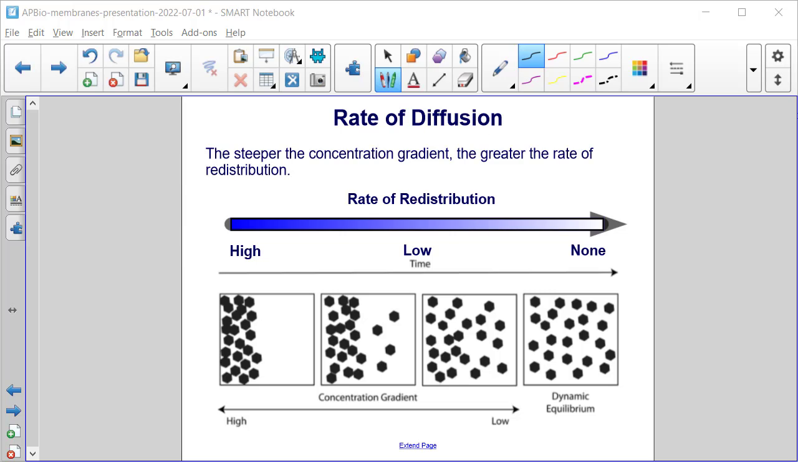Rate of diffusion. The steeper the concentration gradient, the greater the rate of redistribution. So you can see that when we have this large density of particles on one side of the container here, we have a really high rate of redistribution. And as the particles begin to spread out, that rate decreases with time until we reach dynamic equilibrium, where the rate of redistribution is none.